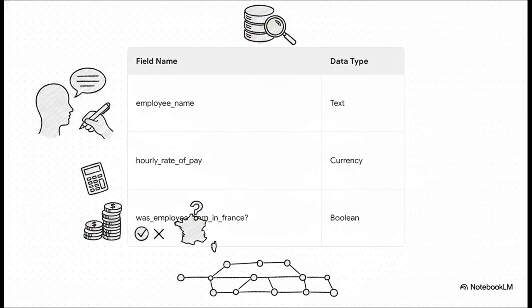Now let's talk databases. Choosing the right data type for each field is all about being efficient and accurate. So for something like employee_name, well, that's easy, we use text. For hourly rate of pay, the currency type is the best choice to handle money properly. And for a simple yes or no field, like is manager, a Boolean data type is absolutely perfect.